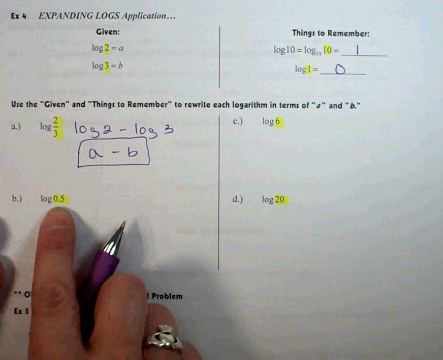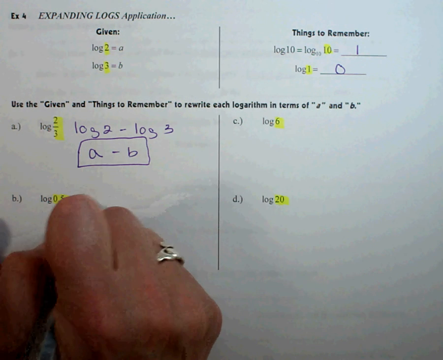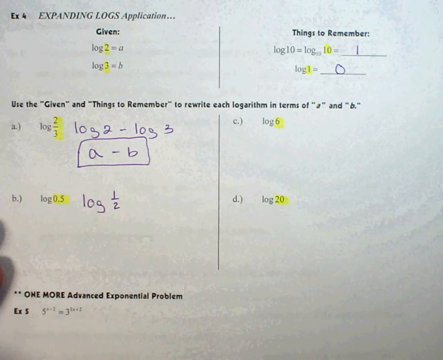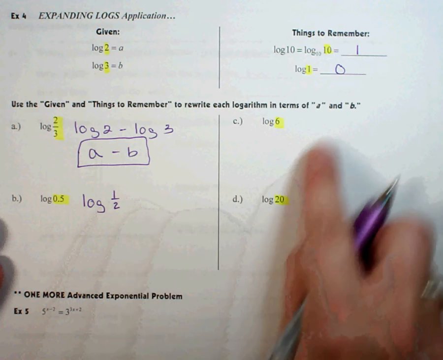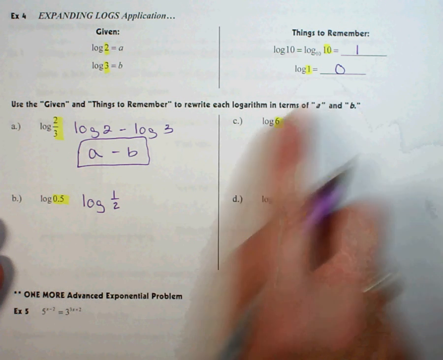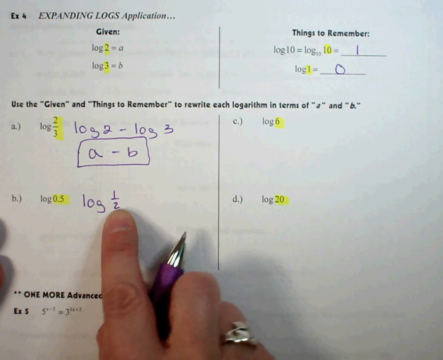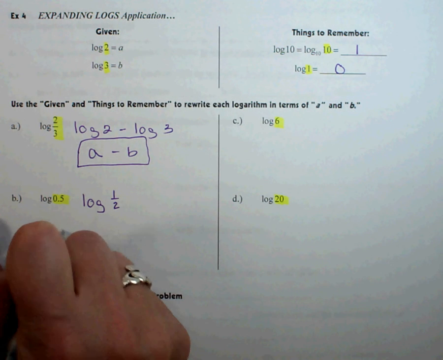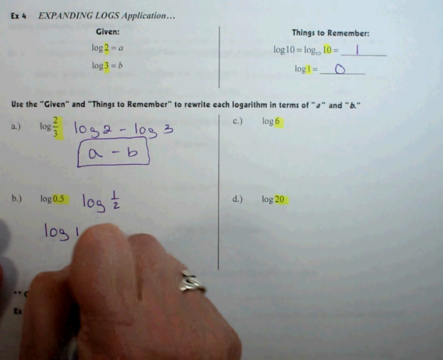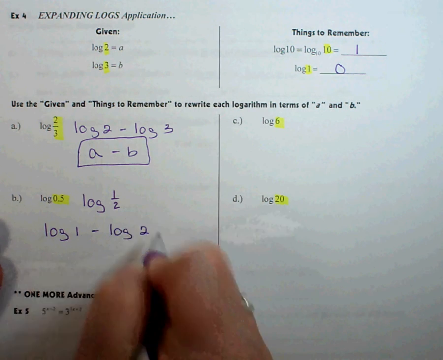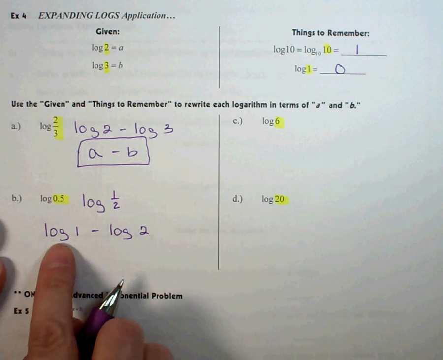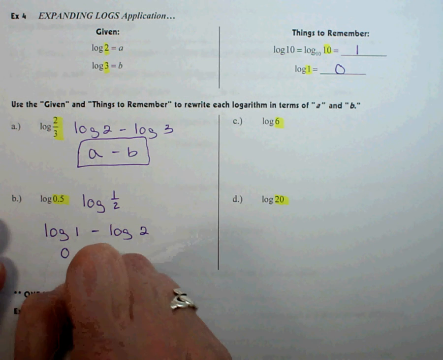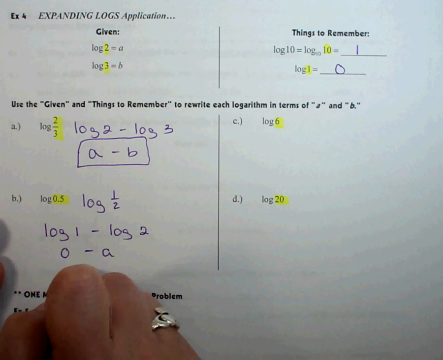For log of 0.5, we would want to rewrite that as a fraction first, so log 1/2. Now I can see the 1 that we've already established from up above. I can see the 2 that I'm looking for that they already gave me, so I would expand again. So I would say log 1 minus log 2, and then substitute. Log 1 is 0, log 2 they tell me is A, so my final answer is negative A.